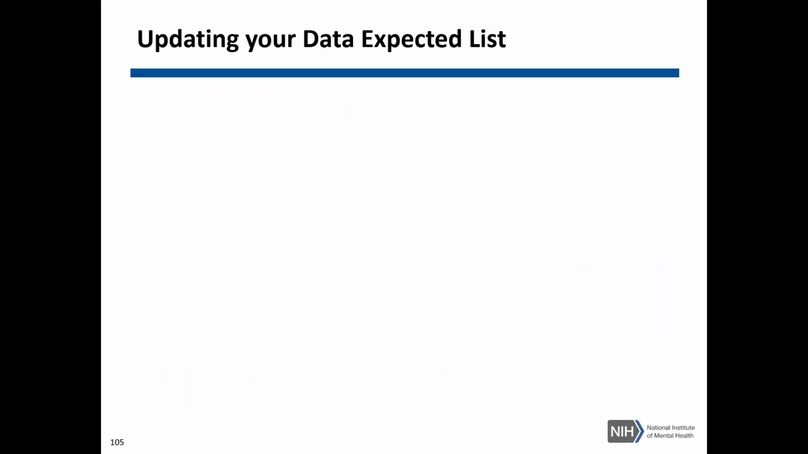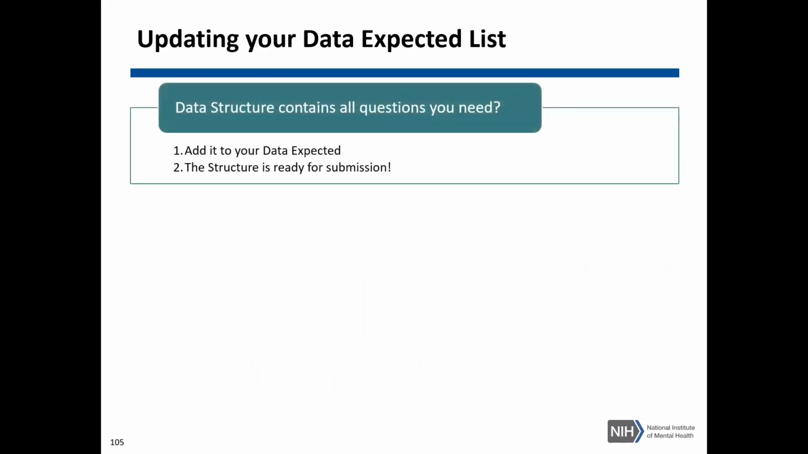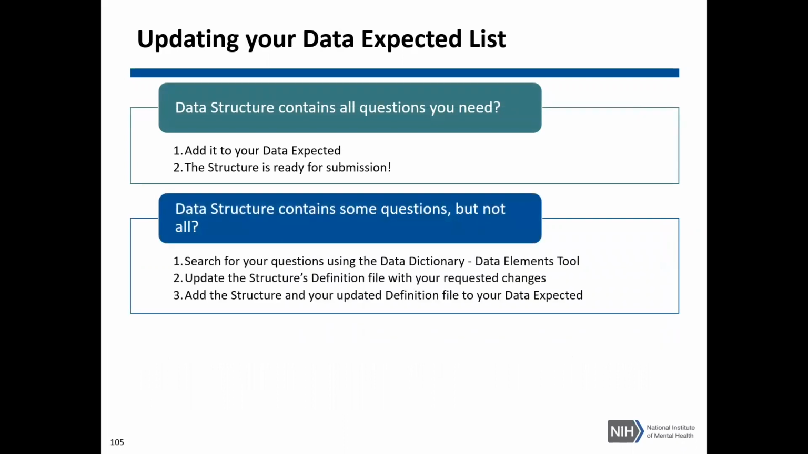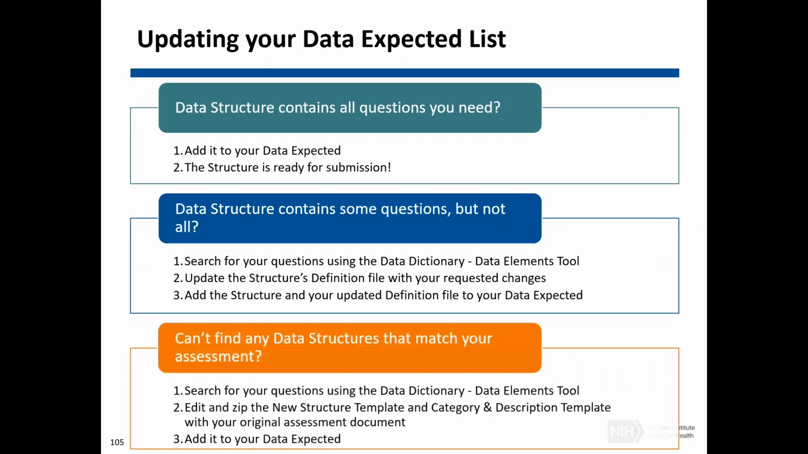And that wraps up our 3 different paths for updating your data expected list. On the slide, we'll have a brief overview of everything we've gone over. First is that happy path we mentioned earlier, where an existing data structure contains everything you need. We have the second path, where an existing data structure contains some of your questions, but maybe not all of them. And then the last path, where you can't find any structures that work for you and you need to request a brand new one instead.